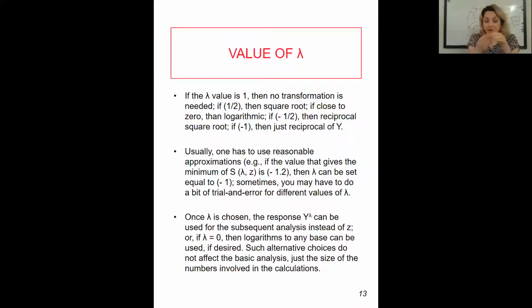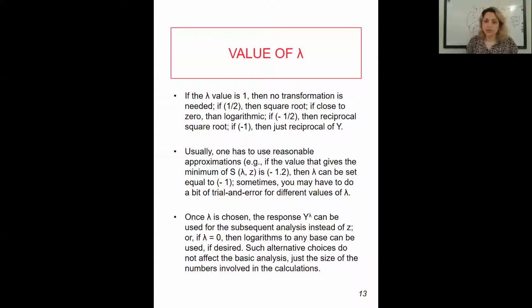For industrial cases, it depends on how accurate your model needs to be. If you go with the exact value, for example lambda as minus 1.2, the regression model that you're going to have is going to have a higher R square. You're going to get a better regression model compared to when you round it, for example, to minus 1.